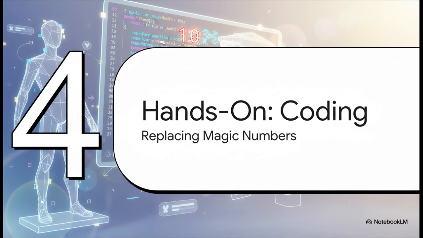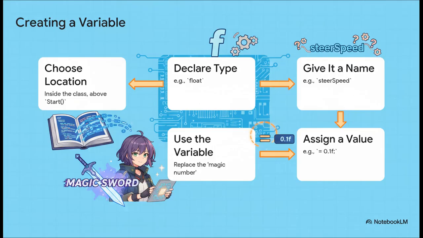Let's get our hands dirty and actually see how this works inside our script. We are going to take everything we just learned and use it to finally fix that nasty magic number problem we found at the very beginning. We're going to follow these 5 simple steps. First, we'll pick a location. Where you put your variable actually matters a lot.